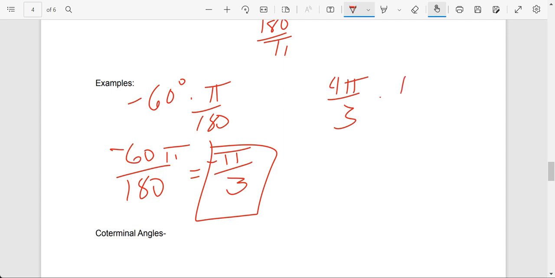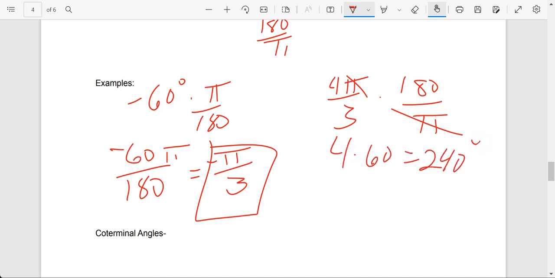This one, you're given radians, you want degrees. So you're going to multiply by 180 over pi. What's nice, the pi's cancel. Also, can we simplify anything else? Well, 180 divided by 3 is 60. So it's going to leave us with 4 times 60, which is 240 degrees.